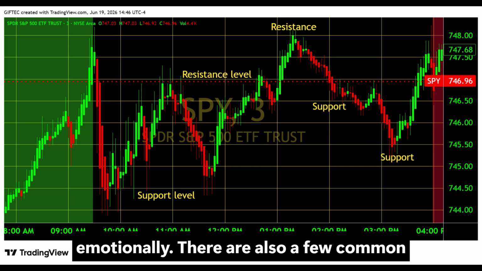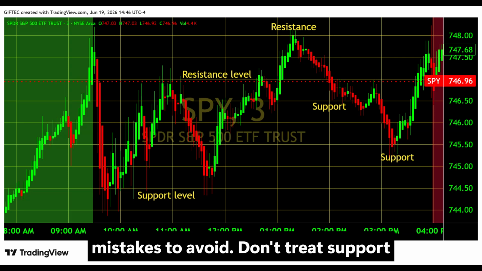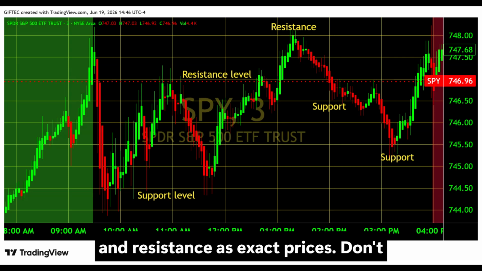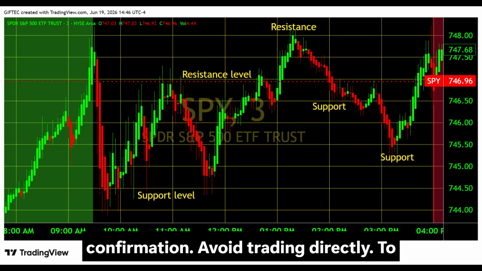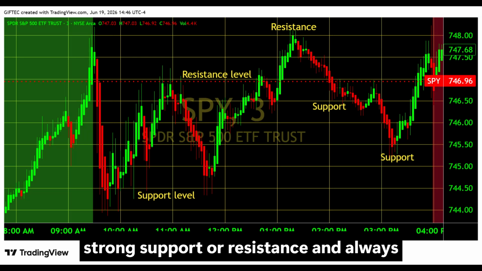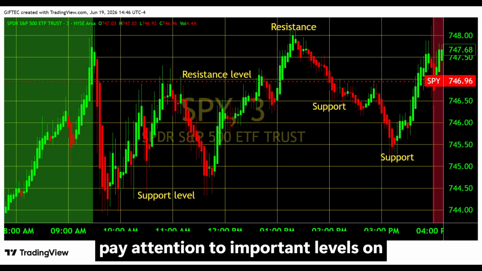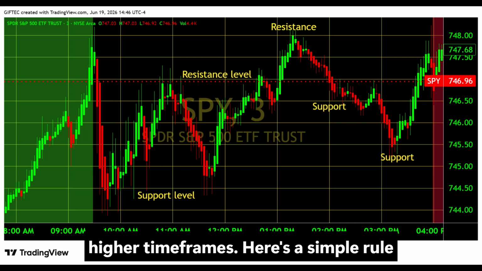There are also a few common mistakes to avoid. Don't treat support and resistance as exact prices. Don't enter trades before you have confirmation. Avoid trading directly into strong support or resistance, and always pay attention to important levels on higher time frames.